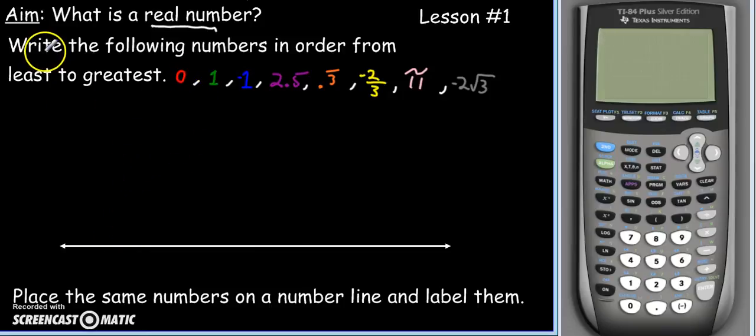So, let's take a look at the question we're asked. Write the numbers in order from least to greatest, and then place those numbers on the number line and label them. Well, first we're going to place 0 on the number line, right in the middle. Okay, you can put 1 right here. Put -1 right over here.